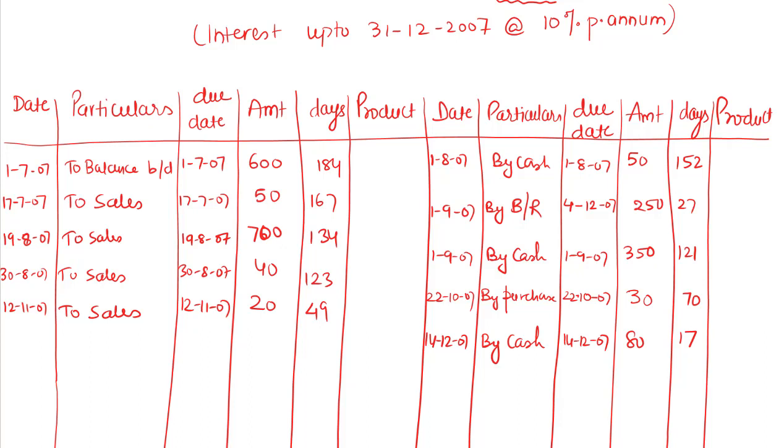Now we need to do the product quickly. 600 multiplied by 184, 110400. 50 multiplied by 167, 8350. 700 multiplied by 134, 93800. 40 multiplied by 123, 4920. 20 multiplied by 49, 980. On the credit side, the first amount is 650.